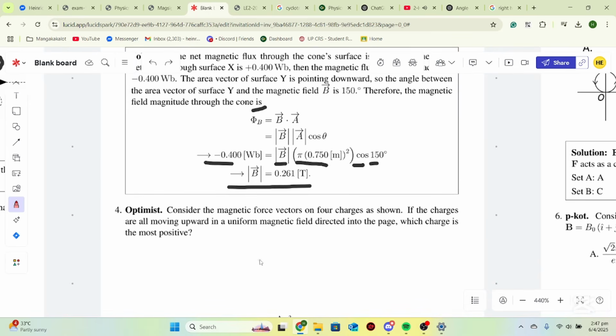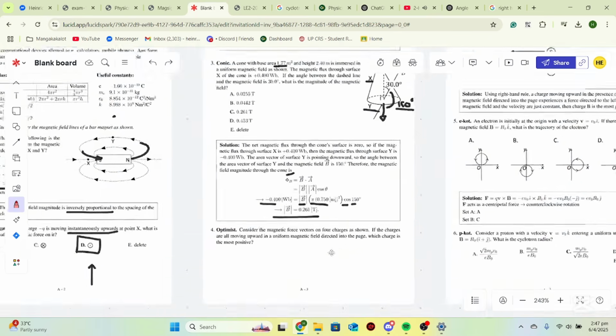Next, for number four, consider the magnetic force vectors on four charges as shown. The charges are all moving upwards in a uniform magnetic field directed into the page. Which charge is the most positive?